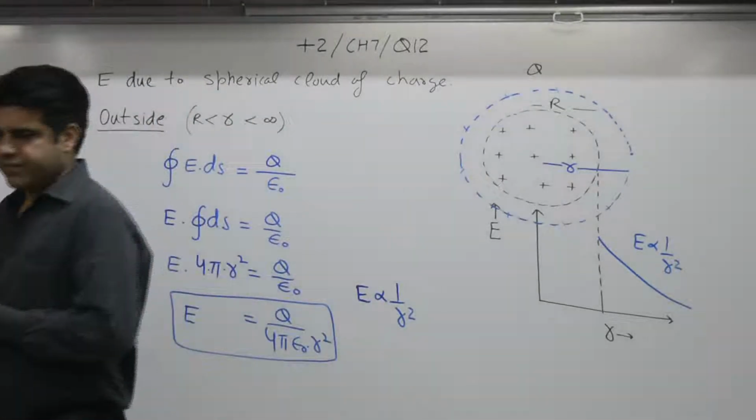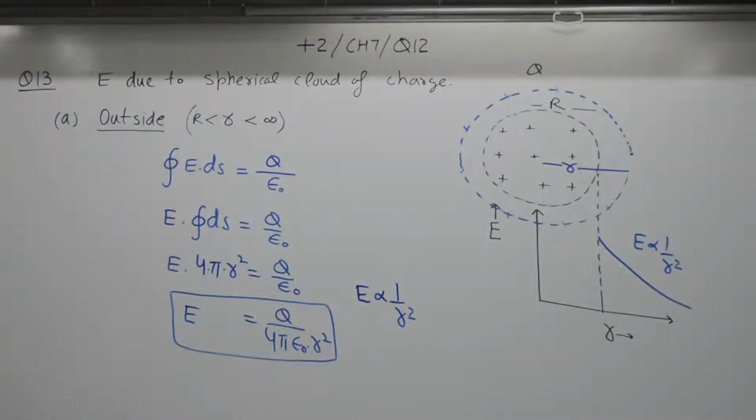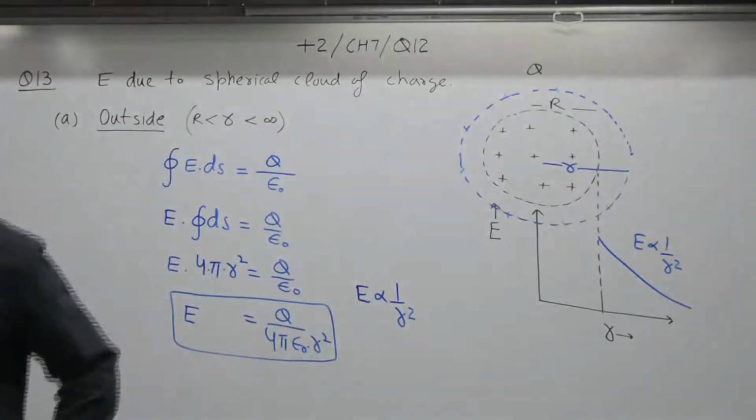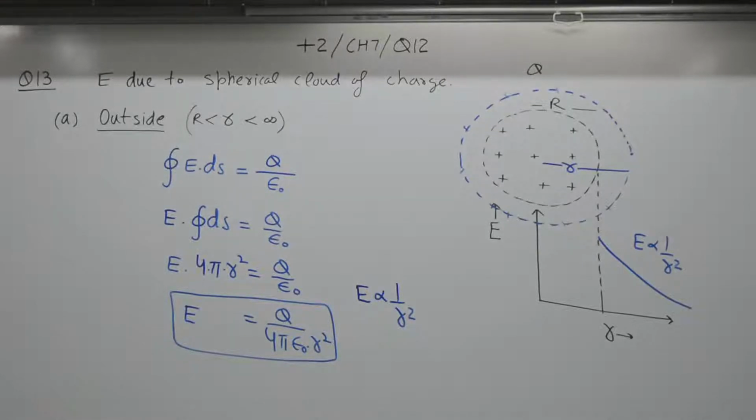So E is inversely proportional to r square. 4 minutes to write. Take one full page. E is inversely proportional to r square. Write.